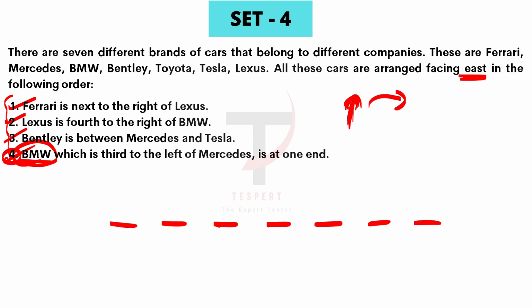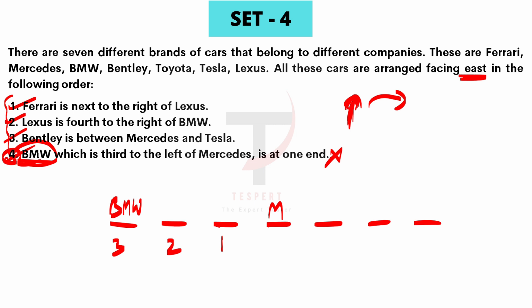Okay, so BMW is third to the left of Mercedes, which means if Mercedes is here, BMW is third to the left. This is the first left, this is second left, and this is the third left. So BMW must be here. Alright. So the fourth statement is completely ruled out. Two more statements.